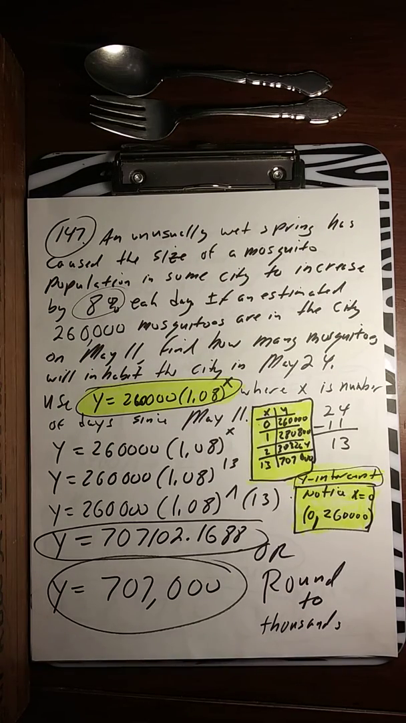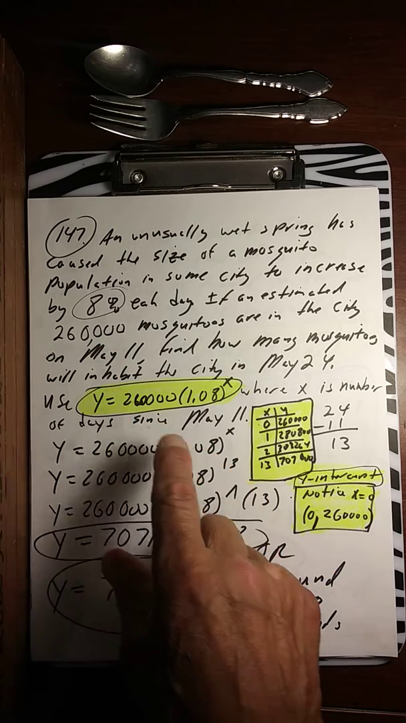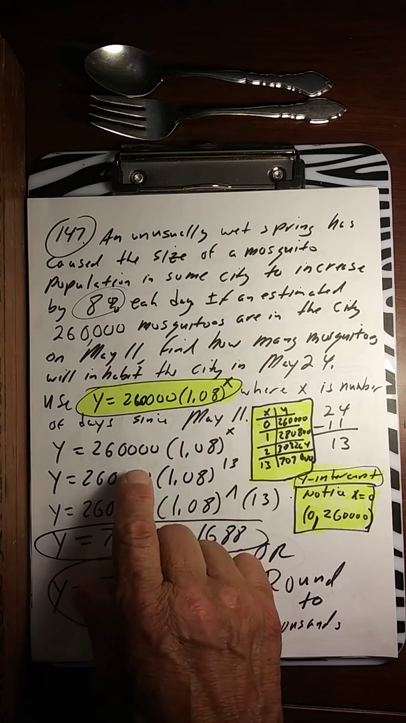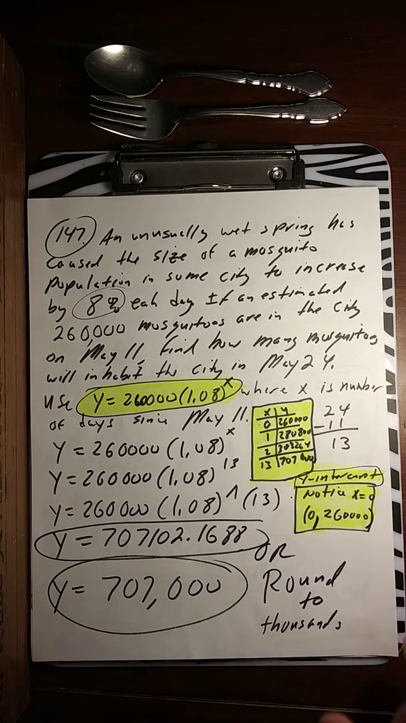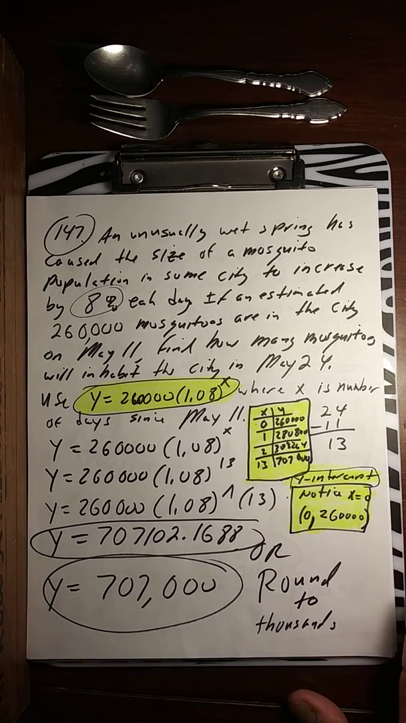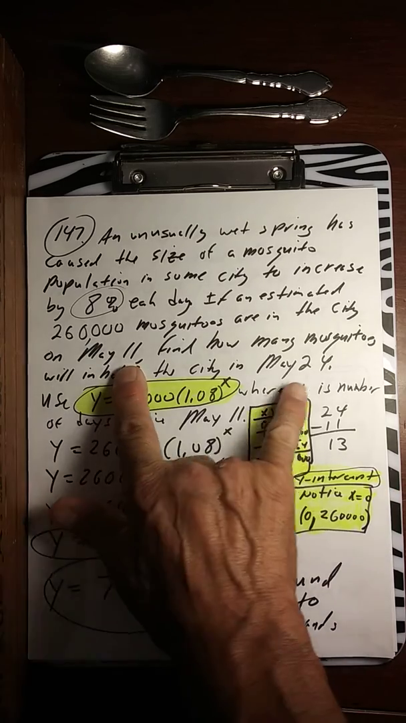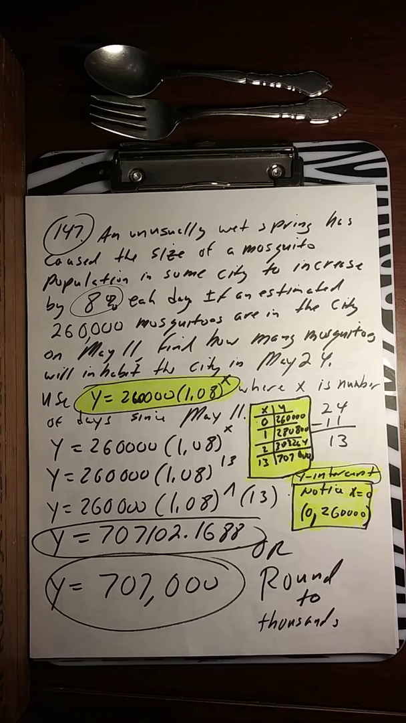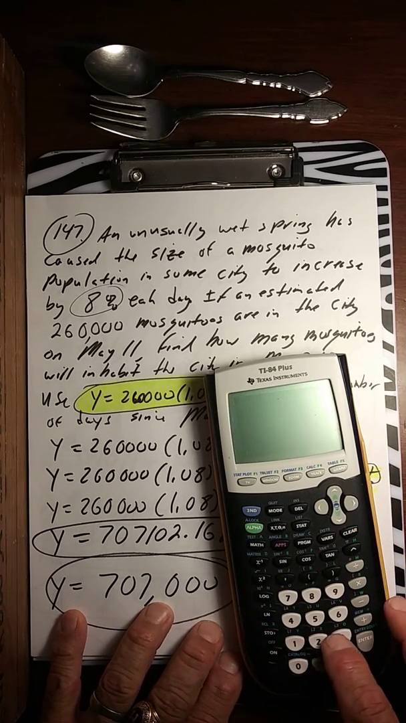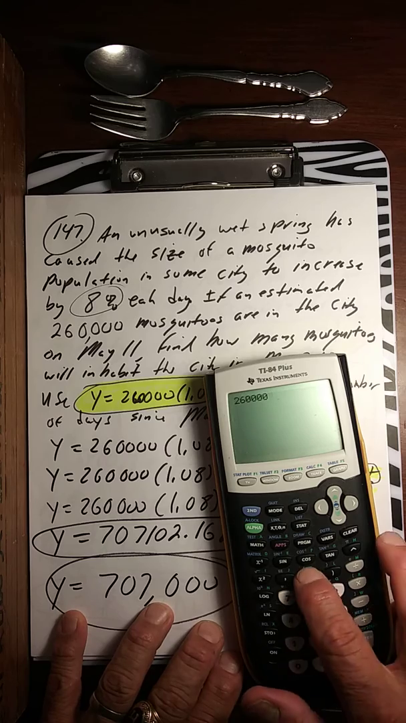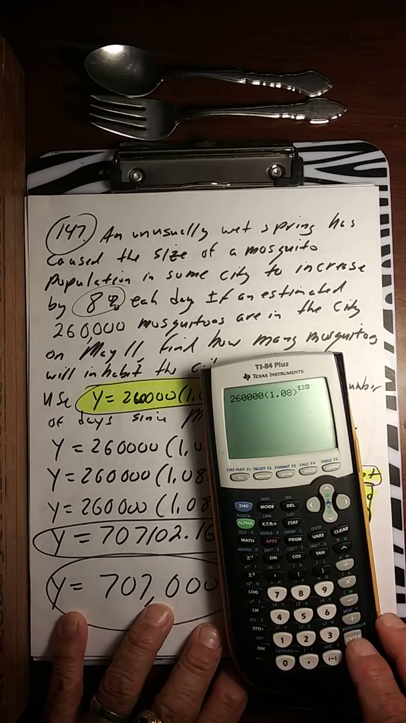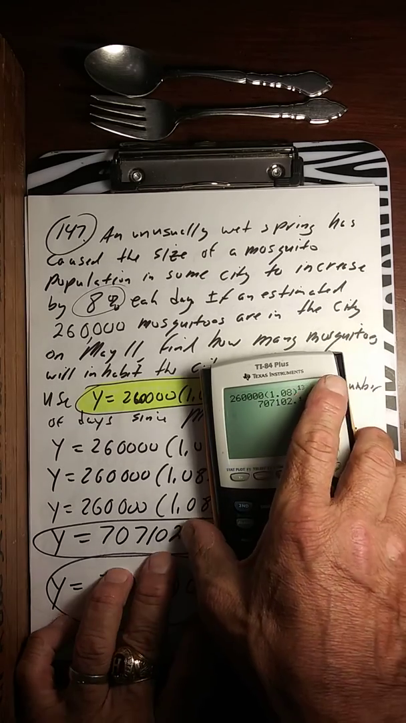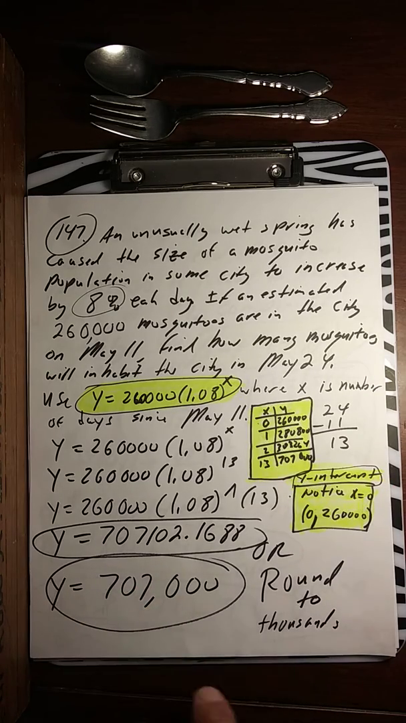Unusually wet spring has caused the size of the mosquito population in the city to increase 8%. Started with 260,000, and what happens? So we have the original problem, and what's going to happen is in May 24th, and you started May 11th. 24 minus 11 is going to give you 13, May 11, May 24th right there. So put it in the calculator, clear this one. 260,000 parentheses, 1.08 to the power of 13 is 707,102, or 707,000 rounded to the thousands.